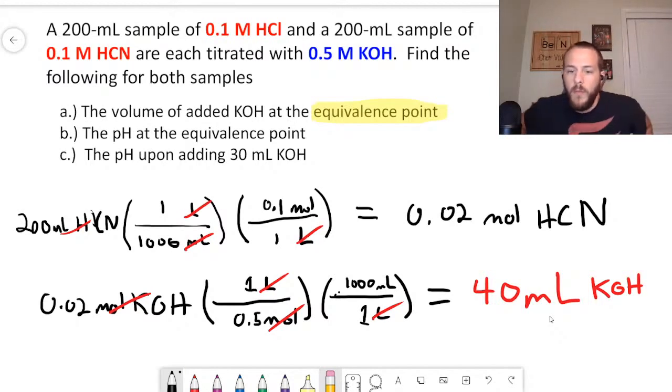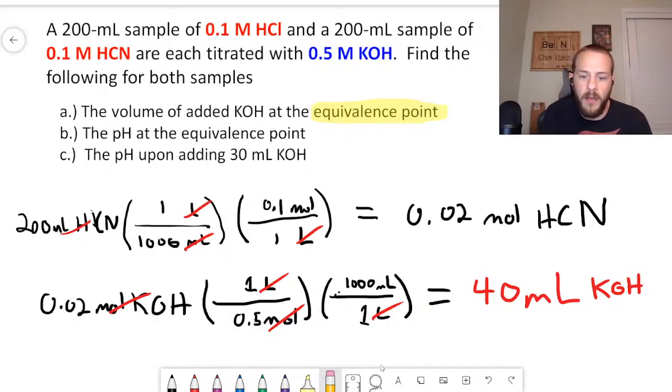So whether the acid is strong or weak doesn't make a difference on the volume that's required to reach equivalence point, because equivalence point is simply the number of moles of acid equal to the number of moles of base. Okay, so that pretty much takes care of A for both of them. 40 mils for both of them.